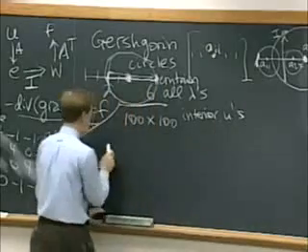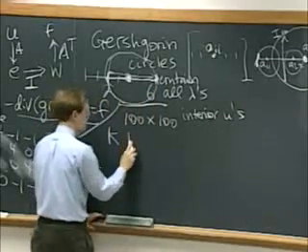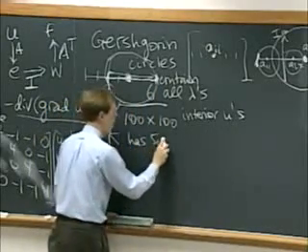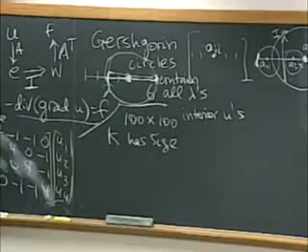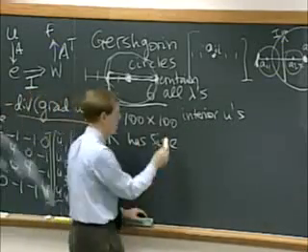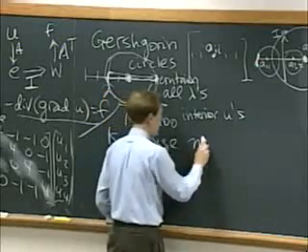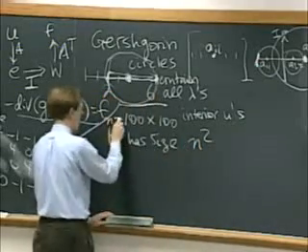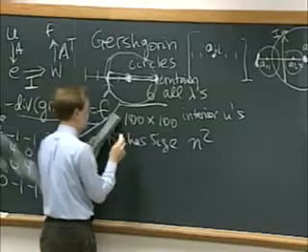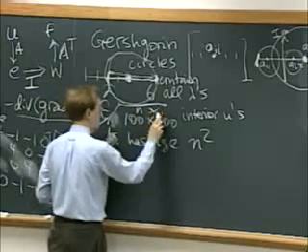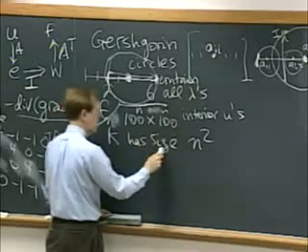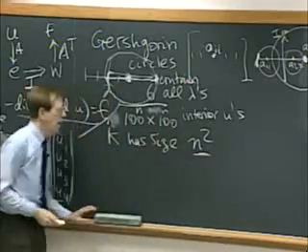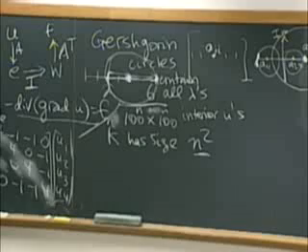Okay, so K has size what? 10 to the 4th. Right, 10 to the 4th, 100 by 100, n squared. Let me just call it n. N by n, N times n unknowns. So the size is n squared. Now, n squared by n squared.